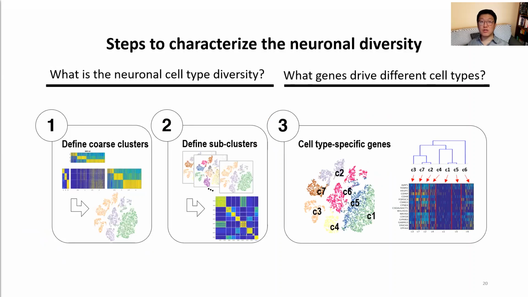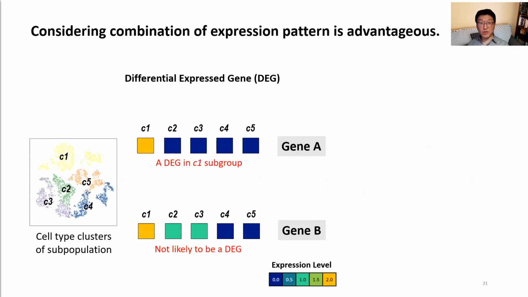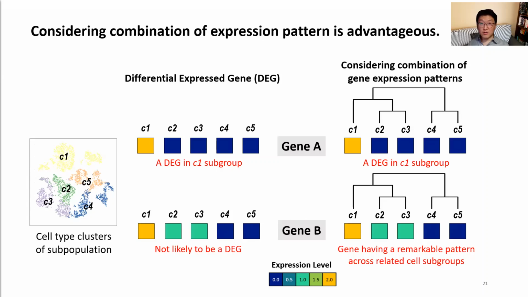So this brings me to the last step of our approach, which aims to address the question of which genes or gene set drive different cell types. One way to identify genes associated with a particular cell cluster or cell type is to do differential expression analysis in this cluster versus the other clusters. However, this pairwise approach is not scalable when we have a large number of cell clusters that are related. So what we need is a way to consider the gene combinations across multiple cell types at a time.